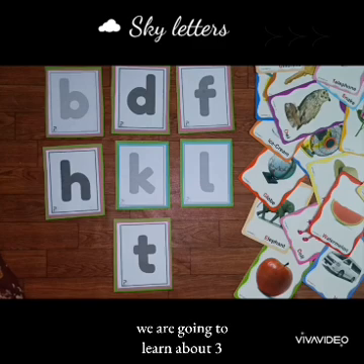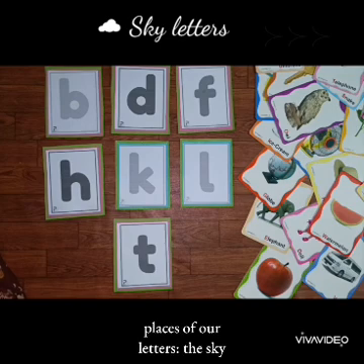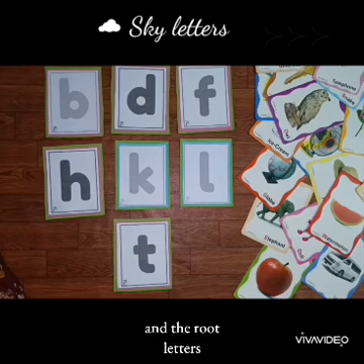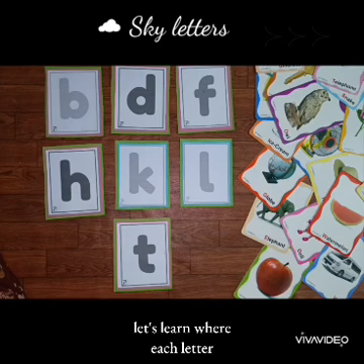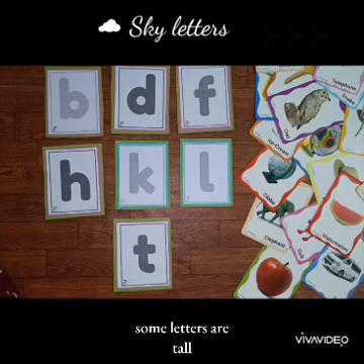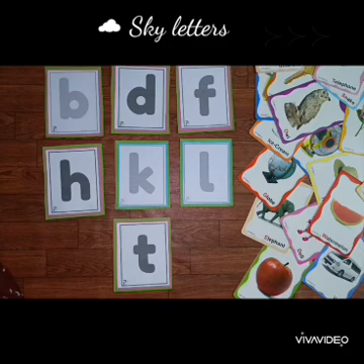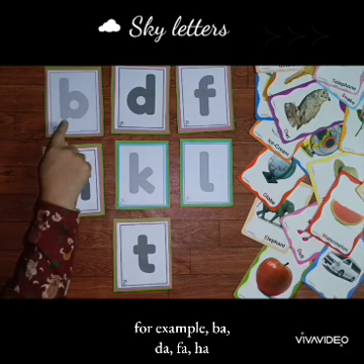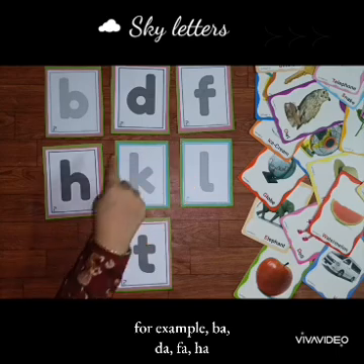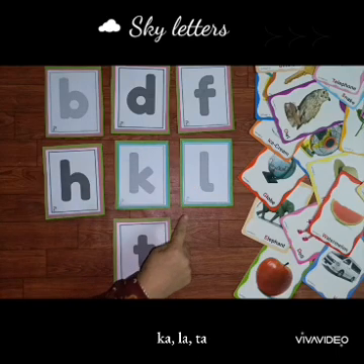Today we are going to learn about three places of our letters: the sky letter, the grass letter, and the root letters. Let's learn where each letter belongs on our writing lines. Some letters are tall, they stretch up and touch the sky. We call them sky letters. For example, B, D, F, H, K, L, T.